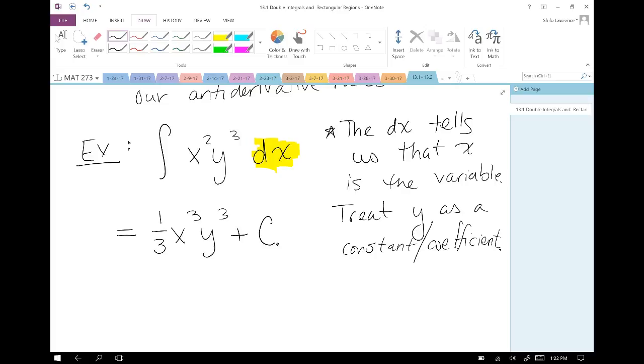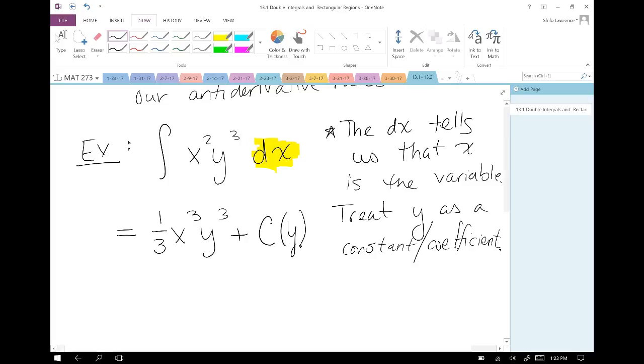Somebody read the sentence that starts with treat. Treat y as a constant or coefficient. In this problem, y is a constant or coefficient. So technically, that arbitrary constant could have y's in it. So our arbitrary constant could be a function of y. Your arbitrary constant could always be a function of any other variable in the problem that you were disregarding when you did your antiderivative. So if there were y's and z's and p's and l's in there, and we were only doing the antiderivative with respect to x, that arbitrary constant could have y's and z's and p's and l's in there.